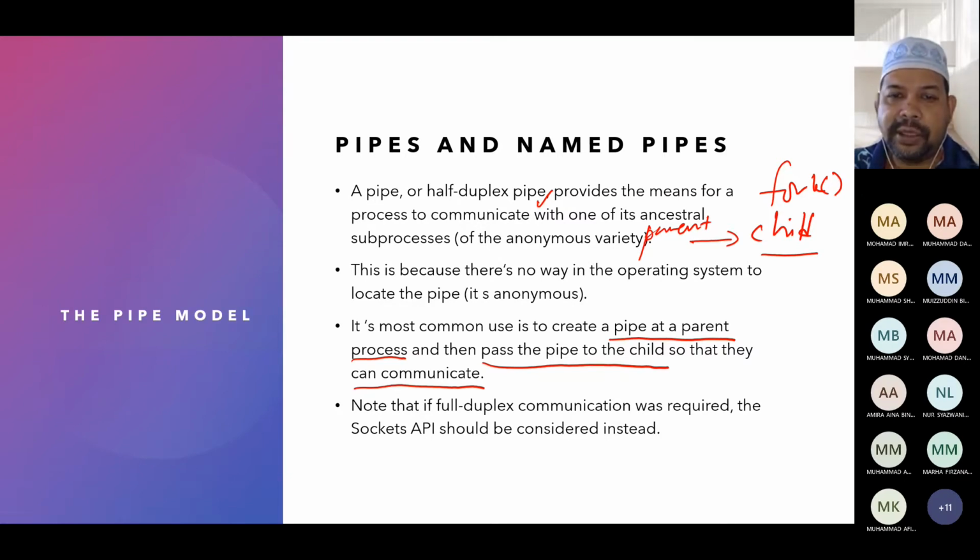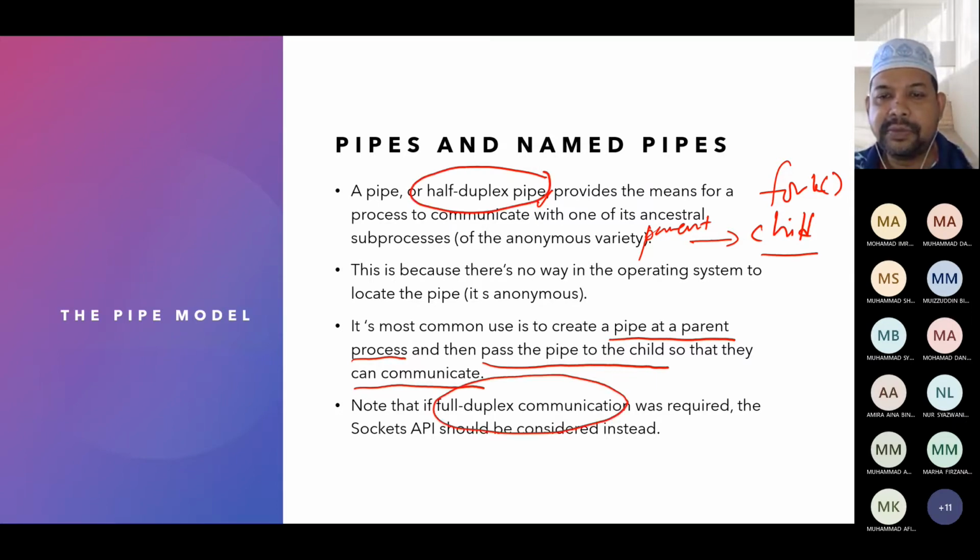Okay, dah kita tahu dia adalah half duplex tadi kan? Apa kita nak buat? Kena letak dua-dua lah. So, kita hantar pipe daripada sini ke sini. And then, kita letak juga daripada child ke parent. Okay.